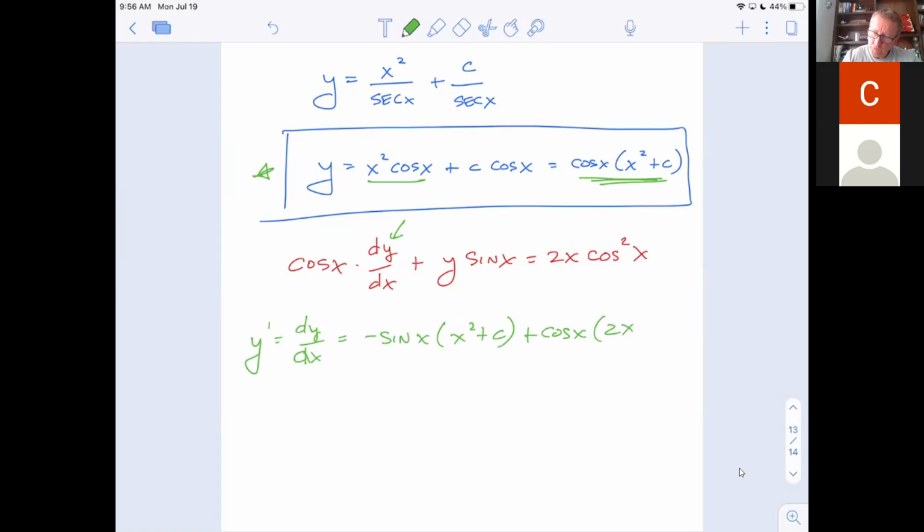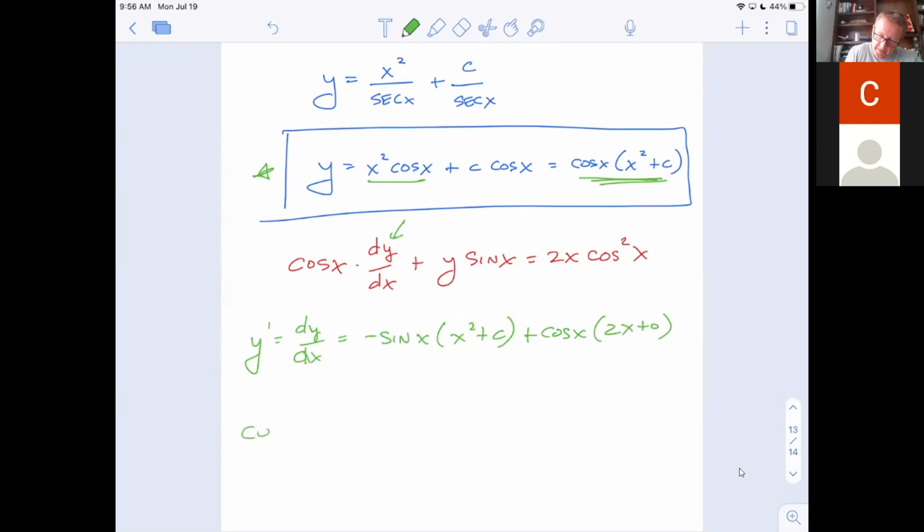What do I do? Well, it's a constant. Doesn't matter what it is. What's the derivative of a constant? Nothing. So there's the derivative. So now I'm going to plug this into the red equation.